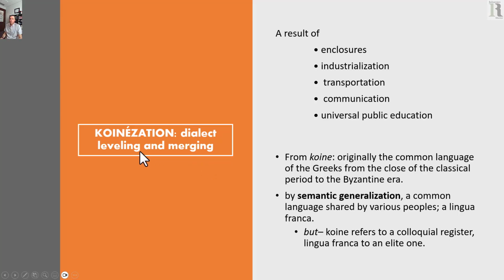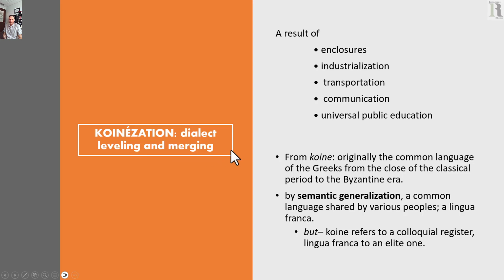All right. So as a result of all this movement, people being driven off land by the intensification of industrial agriculture, the development of factories and the concentration of these rootless workers in cities, movement around of people, communication, and universal publication, we got a reduction in regional dialect differences that resulted in a process that has sometimes been called koineization. That's it. Koineization, which is dialect leveling and merging.